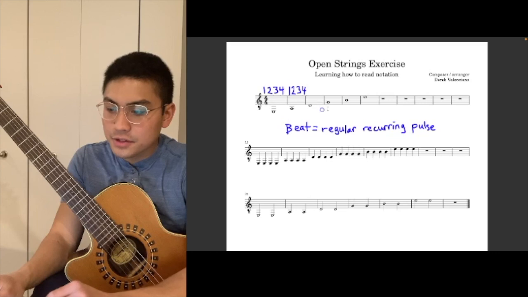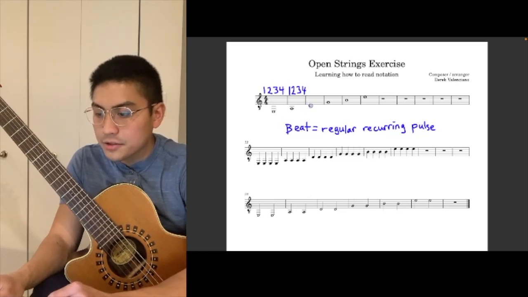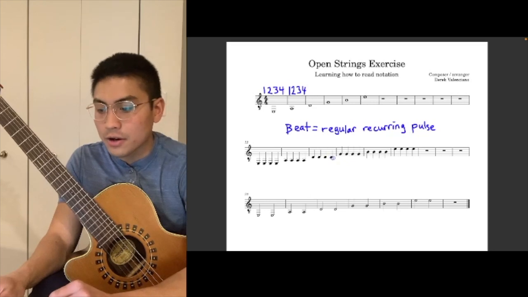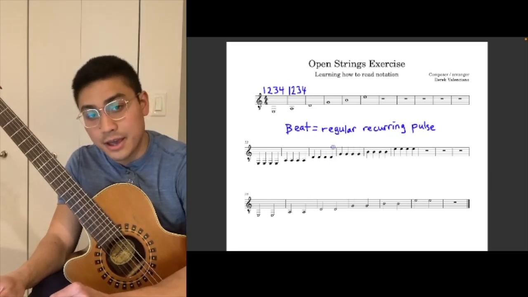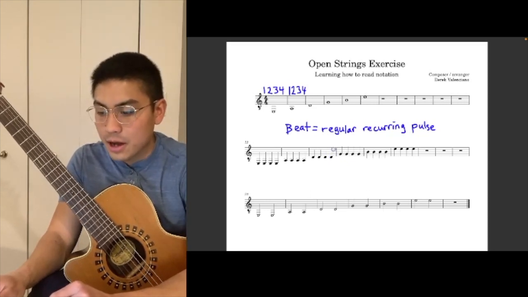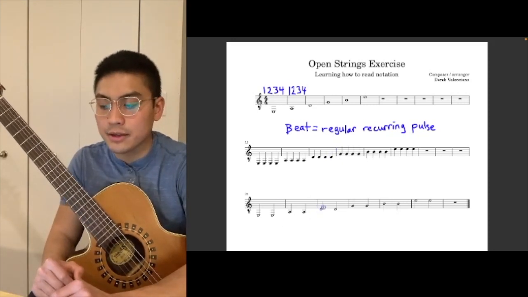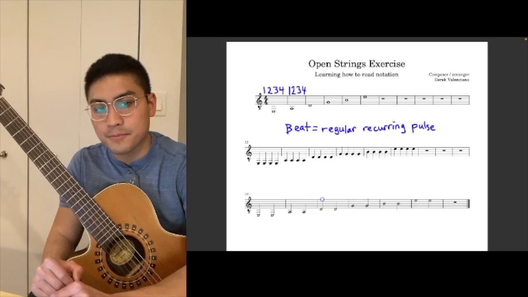The notes in our first staff are this white circle, and the notes in our second staff are a black note head with a stem that points out of it. And in the third staff, we have a white note head with a stem.